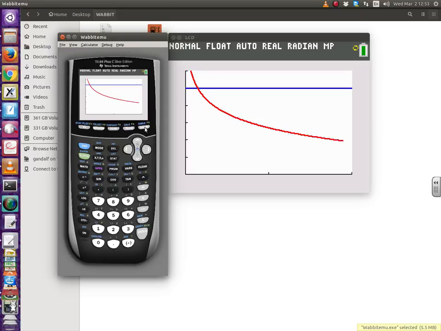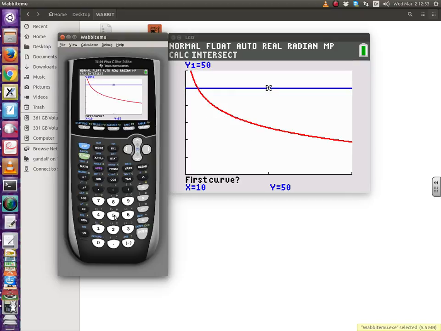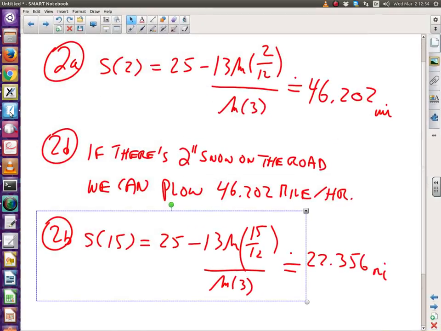Is this terrible? All right, so second trace, intersect. Now there's only 2 curves here, so enter, enter, and there's only one point of intersection, so enter. 1.451 inches. Okay, let's write that down.